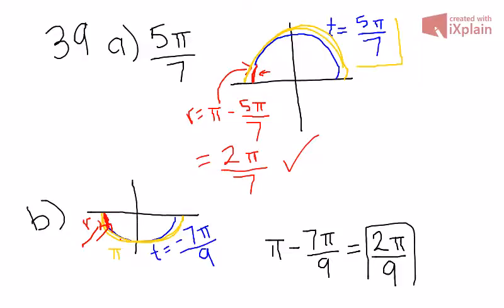So you want to draw whatever your t-value is, and then figure out what you're going to need to do to solve for r. Sometimes you'll just take pi minus that t-value, because that's what represents what r would be, right? I hope that makes sense.